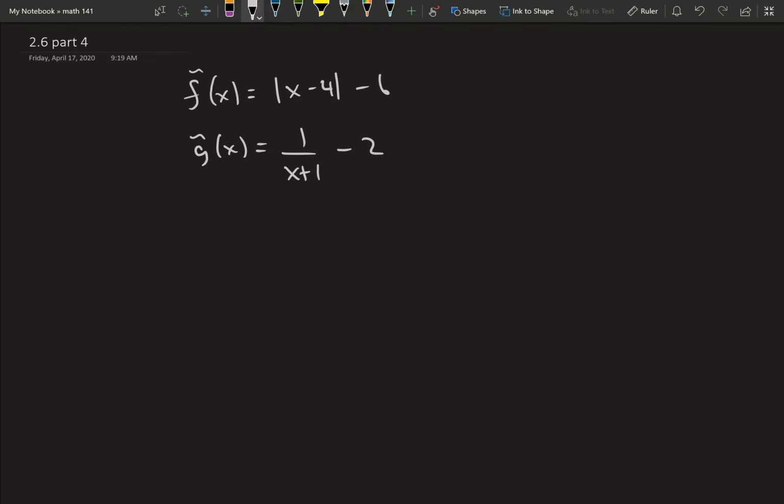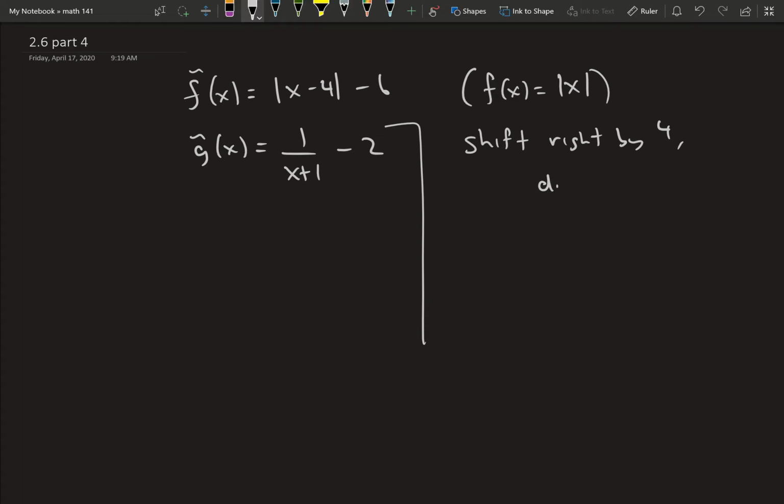Essentially, I'm going to do this now in one step, or kind of directly. If we start off with the absolute value of x, well, essentially we shift. Let's do it on this right-hand side here. We're going to shift to the right by 4, and then down by 6. Okay, so what we get is, the graph of f is here.